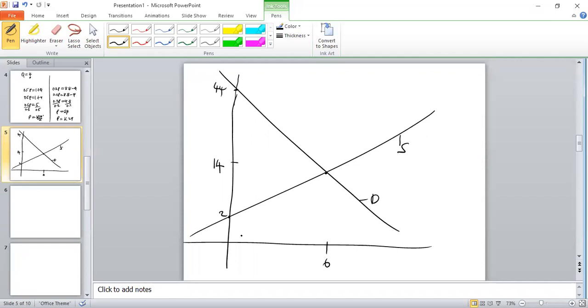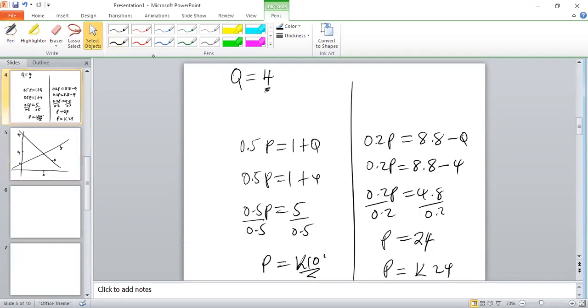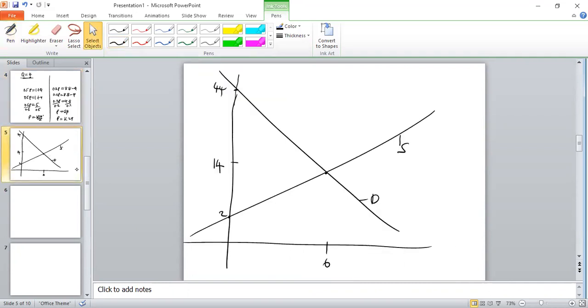Now when we use the supply equation and insert Q as 4, it gives us 10. So the new coordinate will be 10. We say 10 is somewhere here, and our 4 is somewhere here. So 4 and 10, they meet here, and then we connect with this other point.